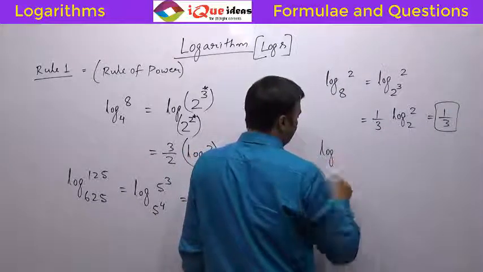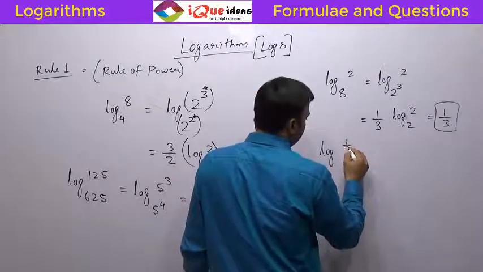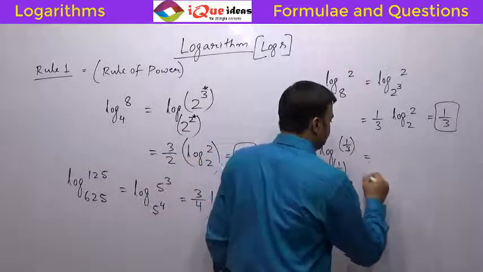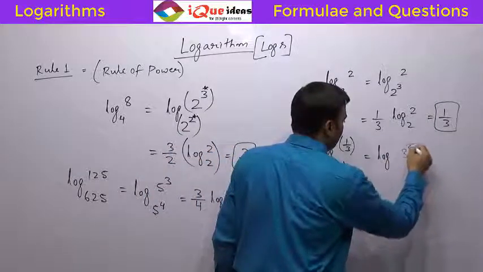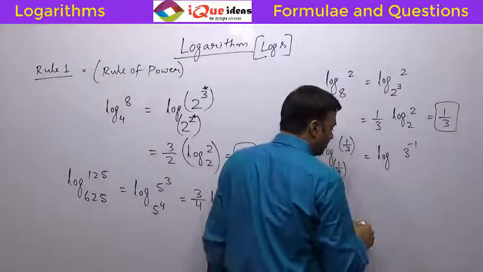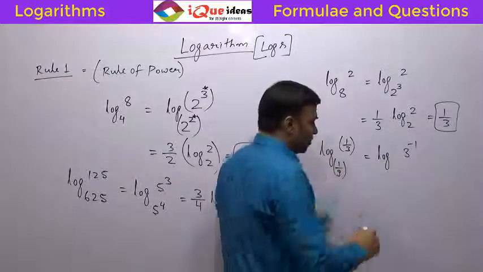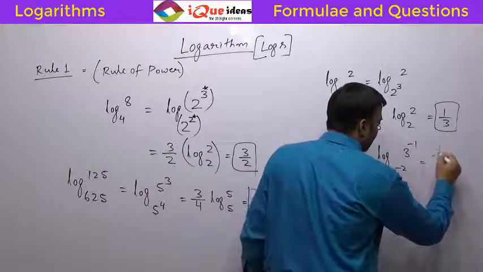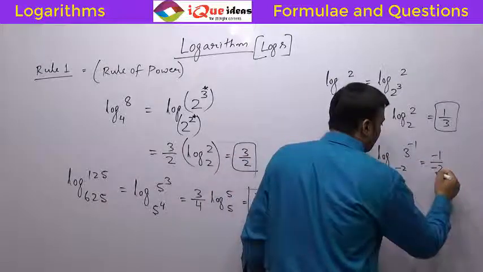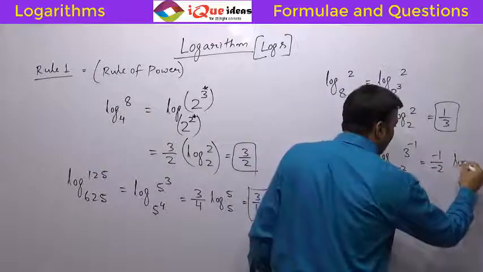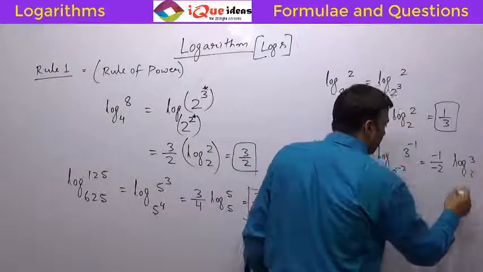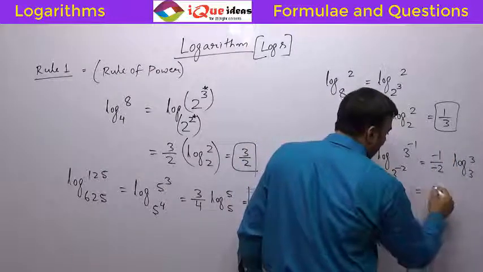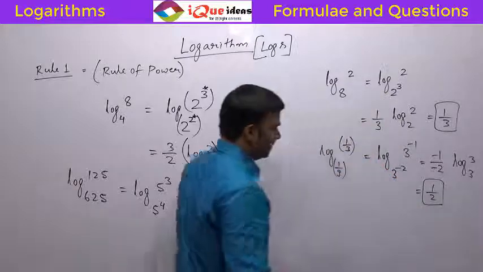If I have log of 1 by 3 to the base 1 by 9. Now see, 1 by 3 can be written as 3 to the power minus 1. And this 1 by 9. 9 is 3 square. So 1 by 3 square. Hence it is 3 to the power minus 2. So what will happen? This minus 1 will come out. Minus 2 will come out in denominator. And inside we have log of 3 to the base 3. Now log of 3 to the base 3 is 1. Minus and minus cancelled. So we will have 1 by 2 as the final answer.